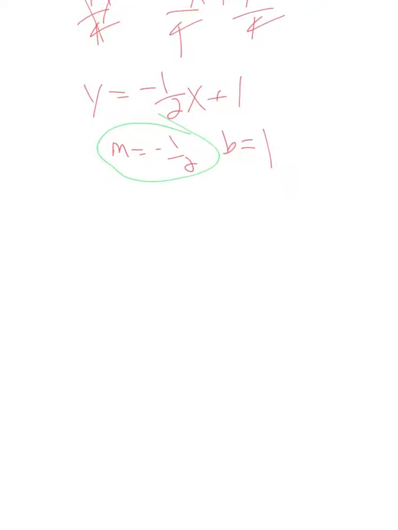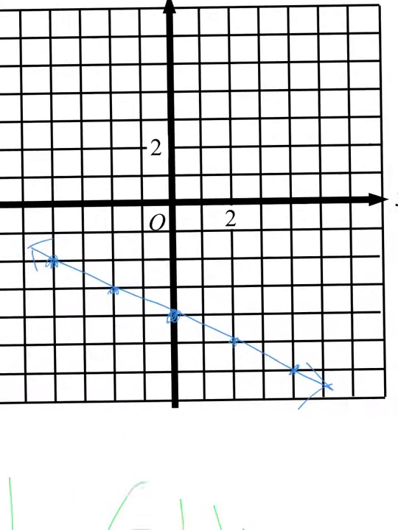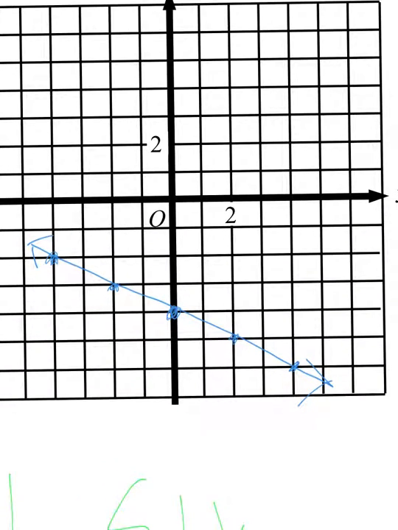Okay, in the other line, I'm going to start at +1 and go down 1/2. I'll do that in red. +1, go down 1, right 2, down 1, right 2. And you see, they're never going to intersect. Up 1, left 2, up 1, left 2.